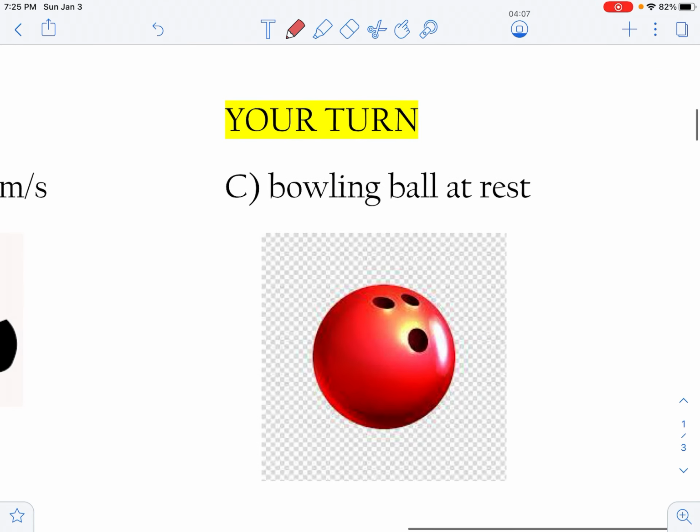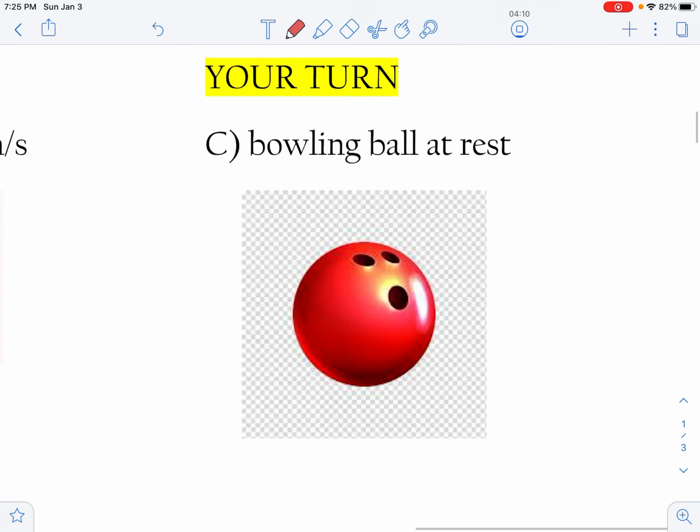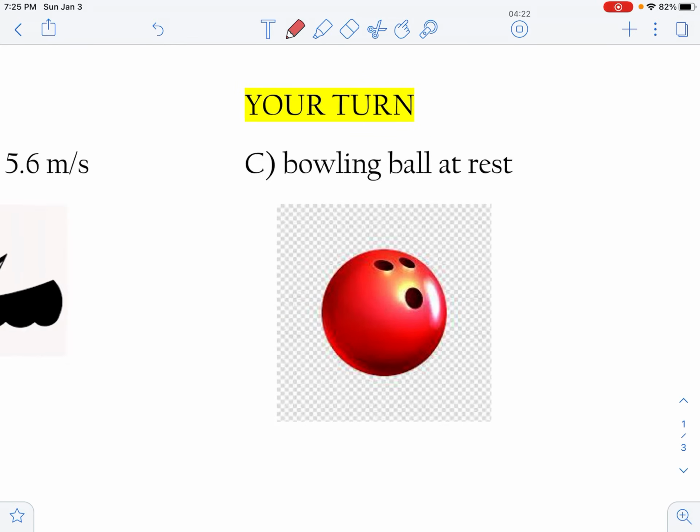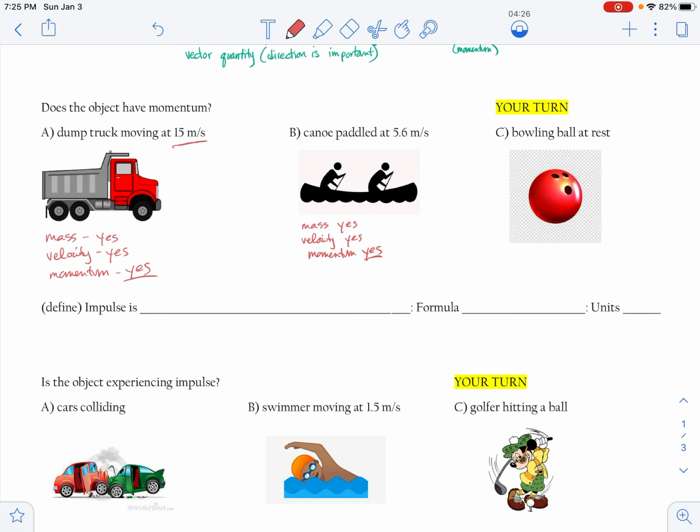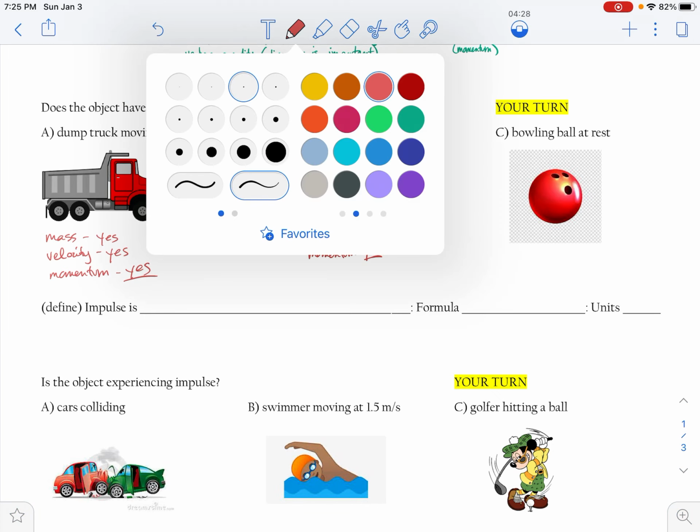Okay, this one is your turn. That bowling ball is sitting there at rest. Okay, so stop the recording. Fill in your answer. Does that bowling ball have momentum? Okay, good for you. All right, so then we're going to move on and talk about impulse.